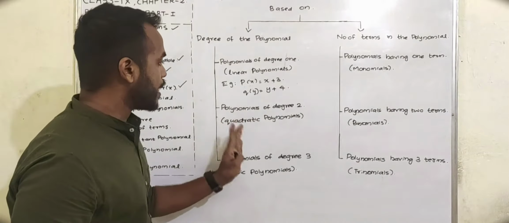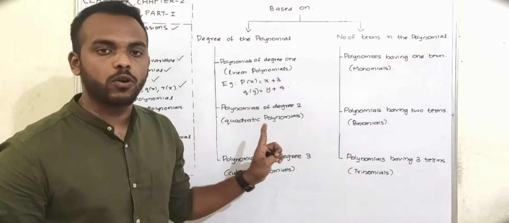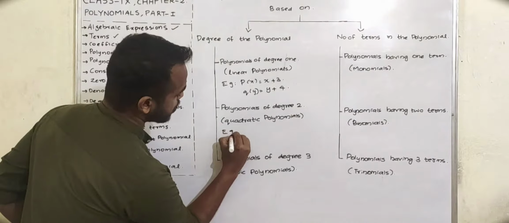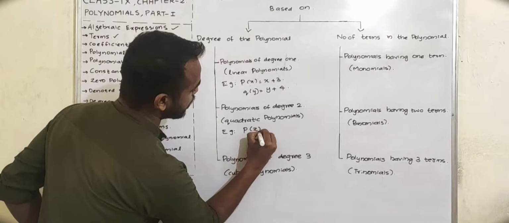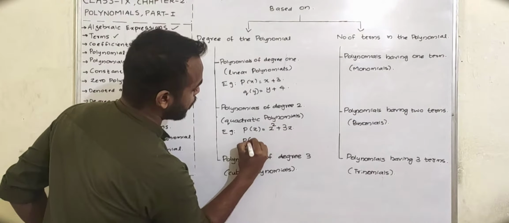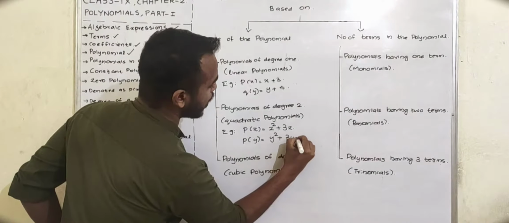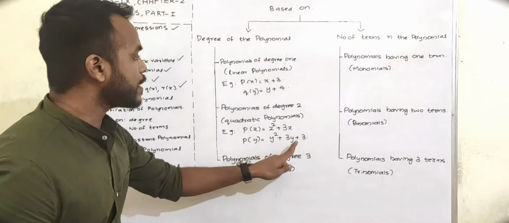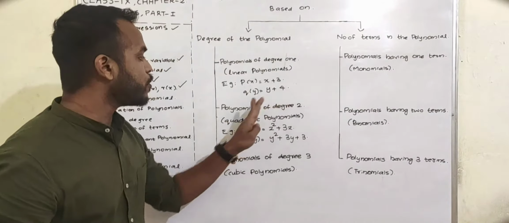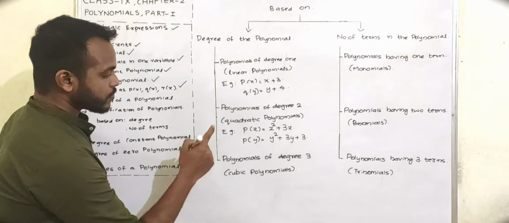Now let's see what's the second type. If the polynomial has a degree of 2, it's called a quadratic polynomial. Let's see some examples. P of z is equal to z square plus 3z, or p of y is equal to y square plus 3y plus 3. In all these examples, what's the degree of the polynomial? 2, right? So if the degree of the polynomial is 2, then it can be classified under quadratic polynomial.